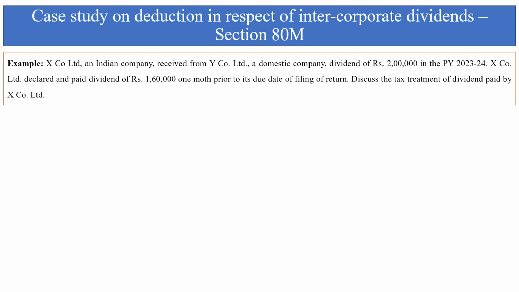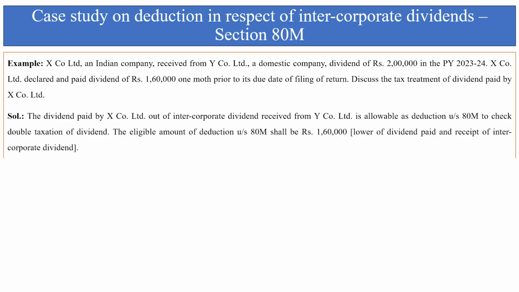Here the dividend paid by X Company Limited out of its intercorporate dividend received from Y Company Limited is available for deduction under section 80M. To check double taxation of dividend, the eligible amount of deduction shall be 1,60,000, that is the lower of dividend paid and received. Lower of dividend is how much? Dividend received 2 lakh, but dividend paid 1,60,000. So the lower of these two, that is 1,60,000, is allowable as deduction.